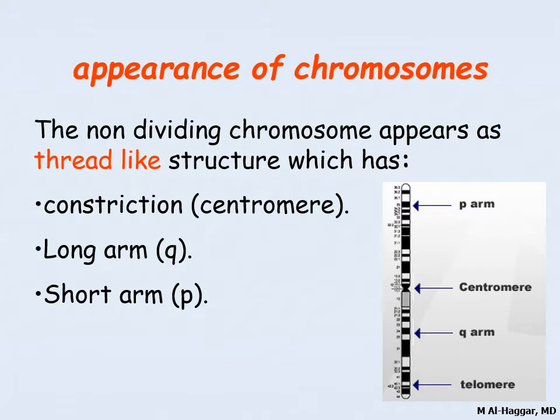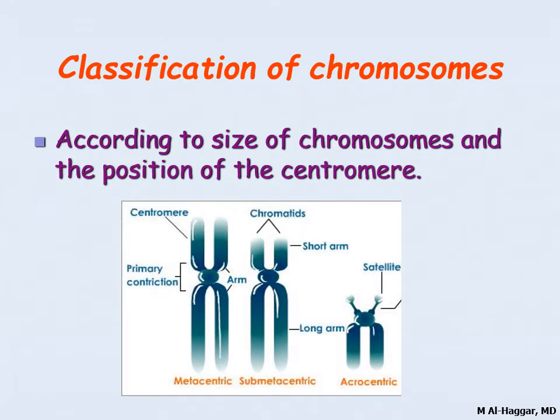The chromosome in its appearance is composed of a short arm, which is assigned the letter P, and a long arm, which is assigned the letter Q, and there is a constriction in the center which is called the centromere. According to the position of the centromere and the size of the chromosome, we have a classification of the 23 chromosomes into 7 groups. These are the types of chromosome according to the position of the centromere.